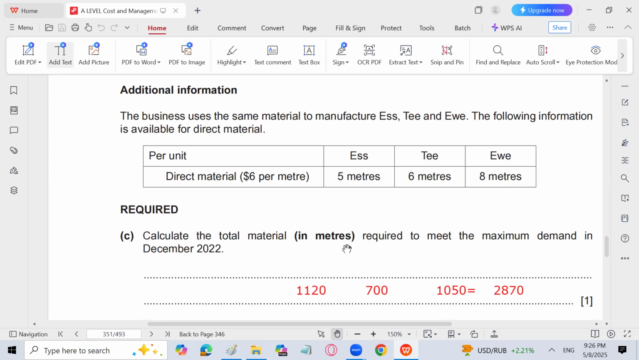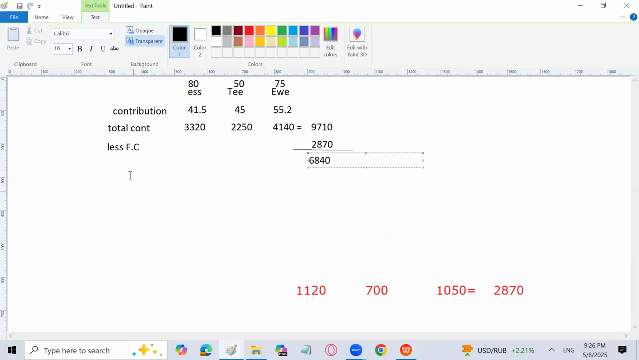Calculate the total material in meters required to meet the maximum demand in December. So let's see how many meters are required. 5, 6, 8. I will write here.